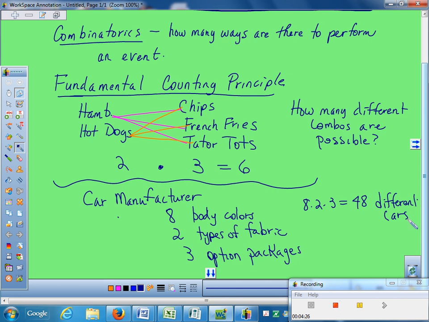So the fundamental counting principle explains why on almost everything in this chapter you're going to multiply. There will be one place where we will add, but most of the problems you're going to multiply. And it's due to the lovely fundamental counting principle.